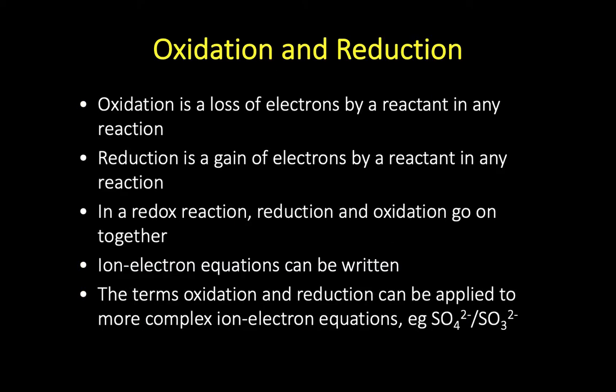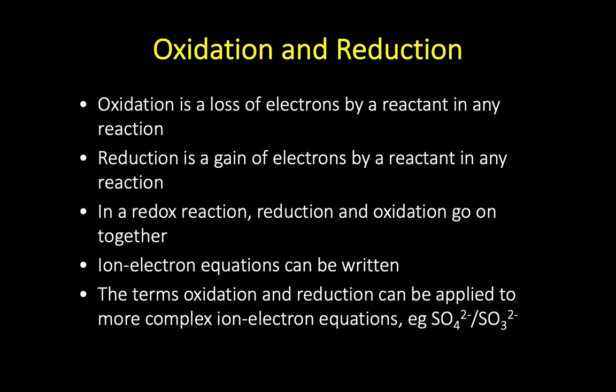So first of all, let's explain what these terms mean. Oxidation is a loss of electrons by a reactant in any reaction. So in any type of chemical reaction, if a reactant loses electrons, we can call it oxidation. Reduction, on the other hand, is the gain of electrons by a reactant in any type of reaction. So if a reactant gains electrons, we would say a reduction reaction has occurred. In a redox reaction, which we will learn a bit more about later, reduction and oxidation go on together. You have both in the same reaction.